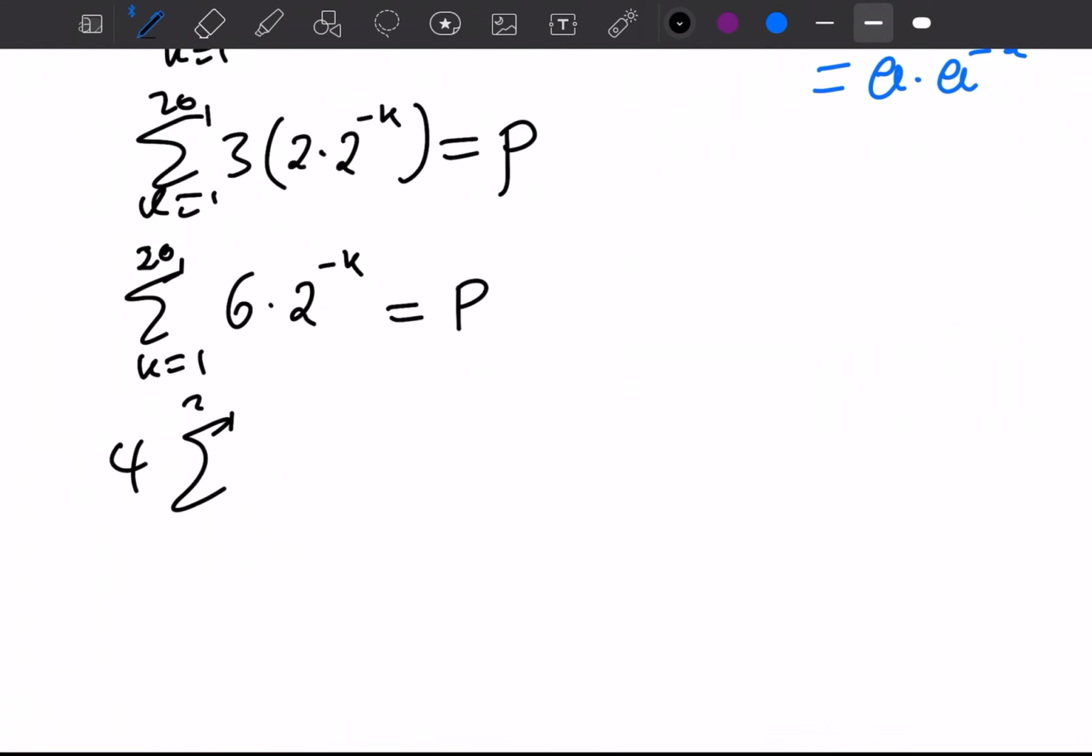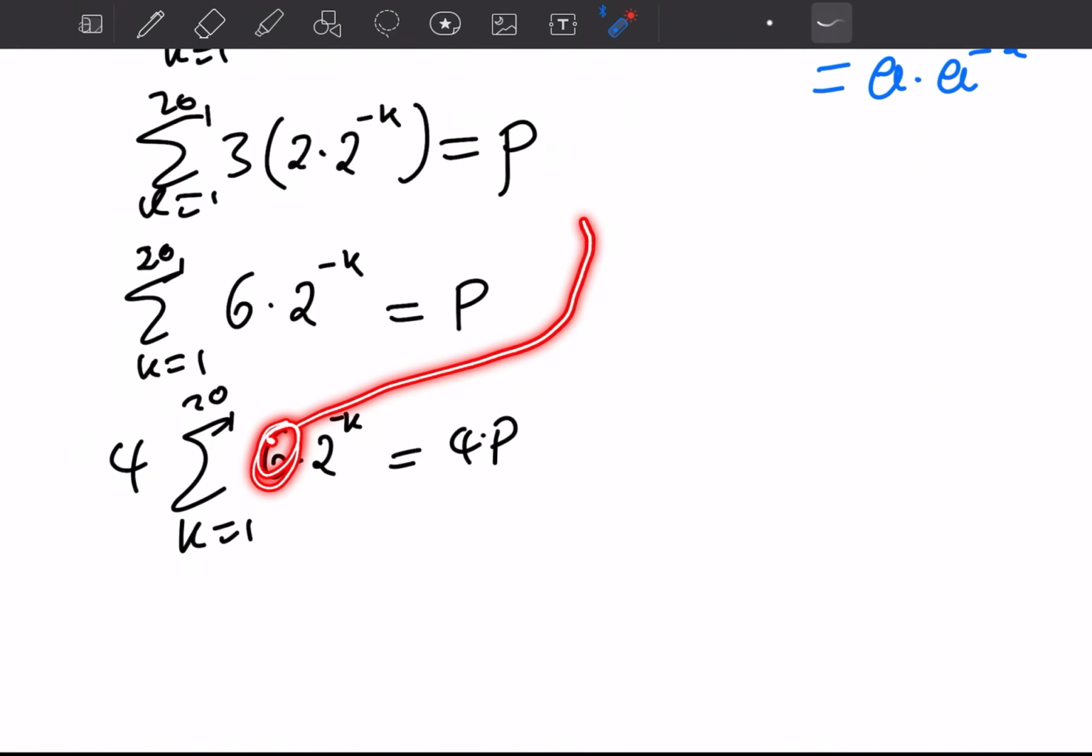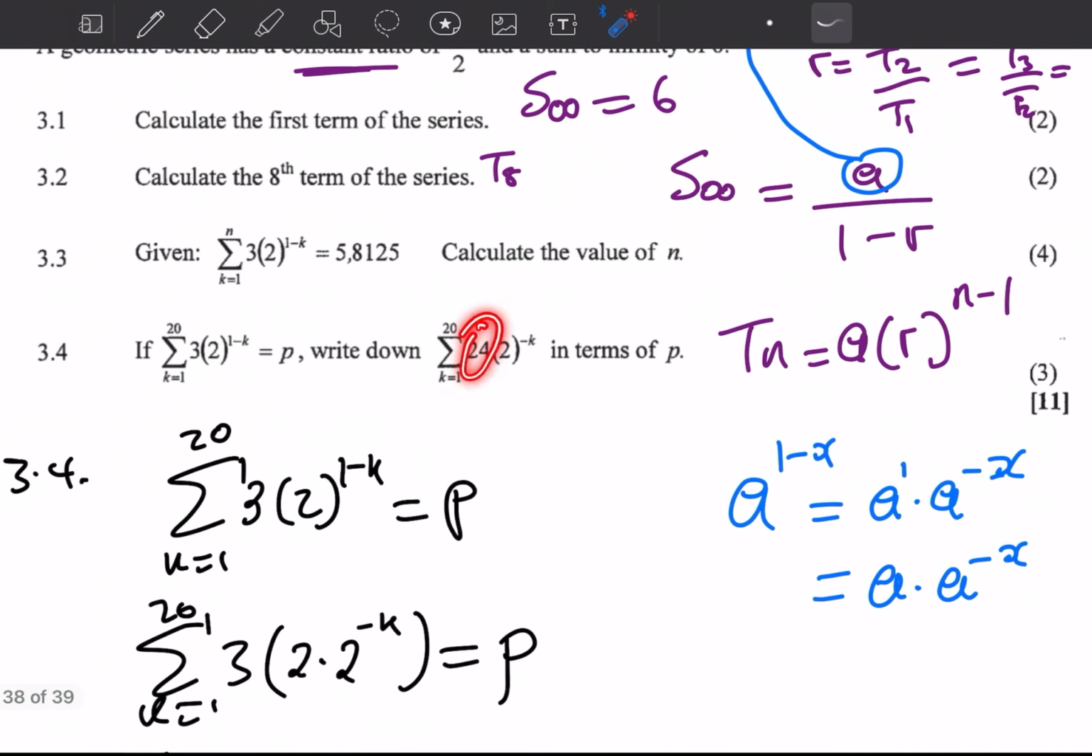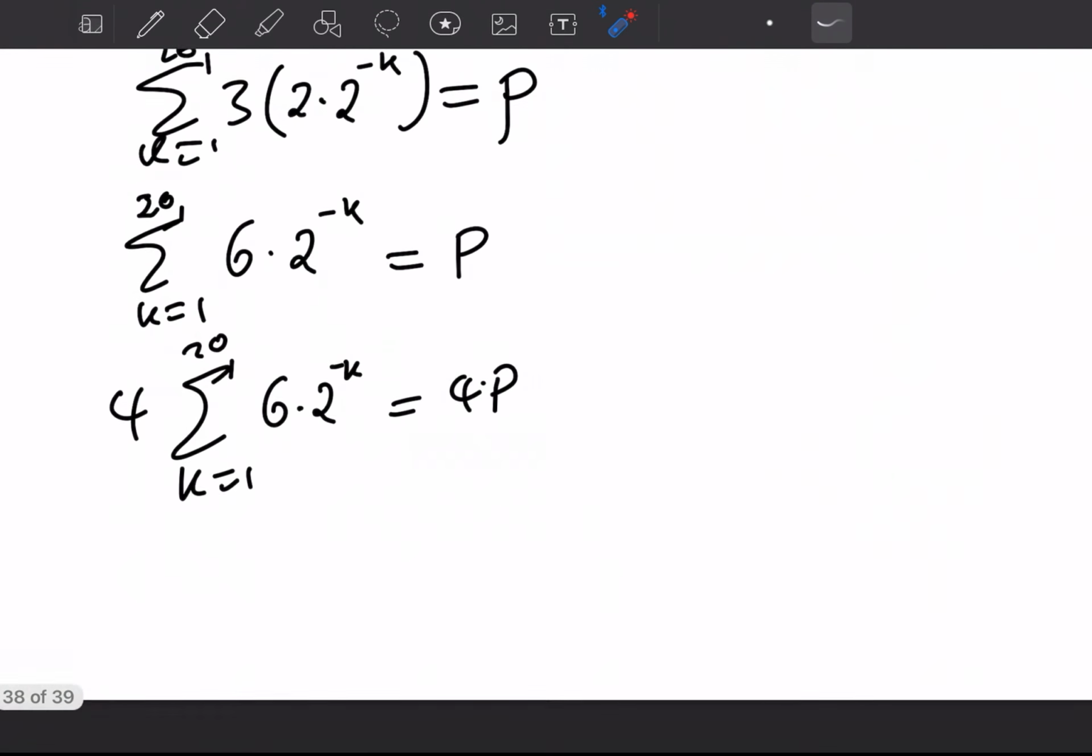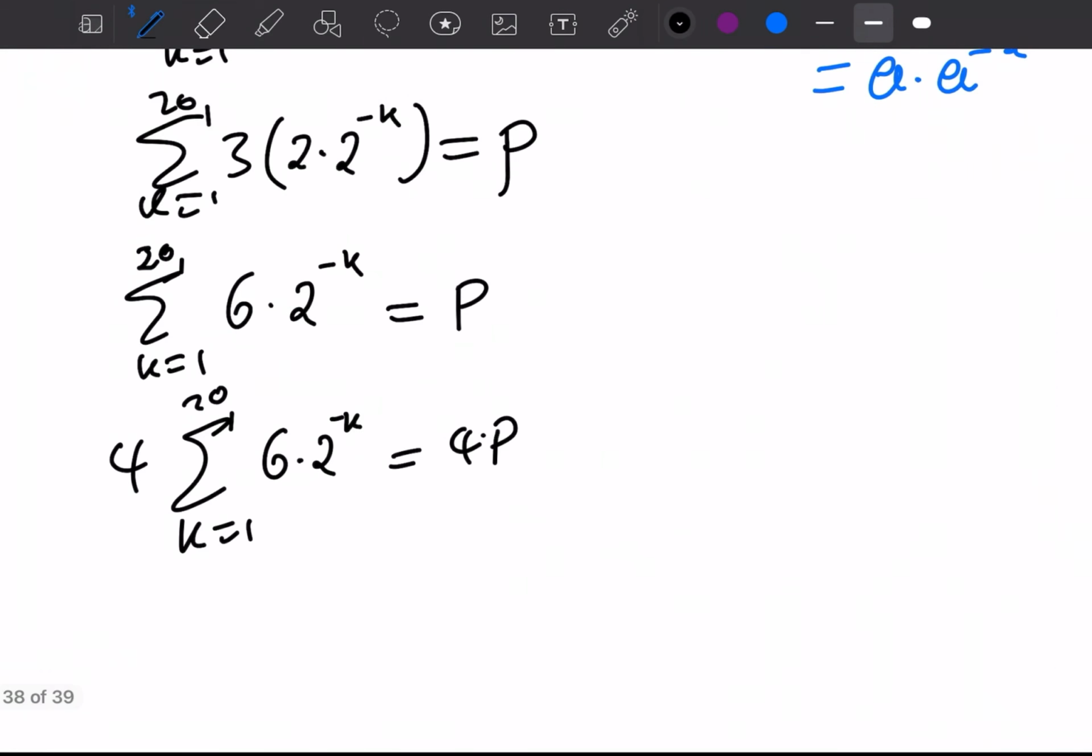What you do on your left hand side, you do on your right hand side. Times it by 4 on both sides. Why are you timesing by 4? Because we're going to derive 24 from 6. That's what we're trying to do. And then if you do that, 4 times 6, you're going to get what? 24.